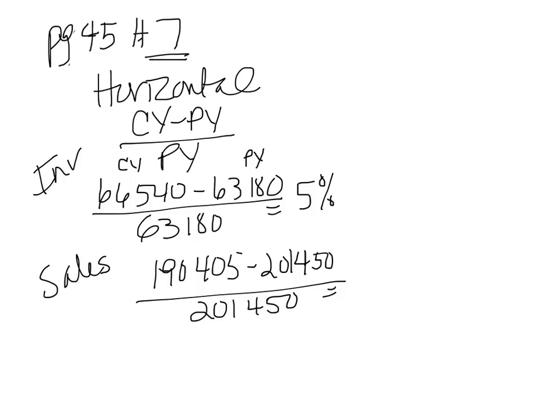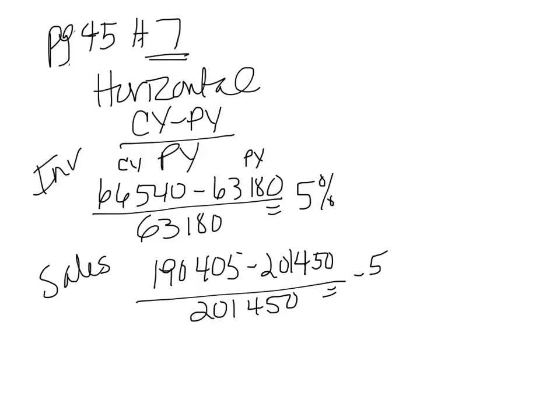No, that's not right. I did that wrong. So let's go back and put that in again. 190,405 minus 201,450 gives us 11,045, divided by 201,450, and we get a decline of 5%.